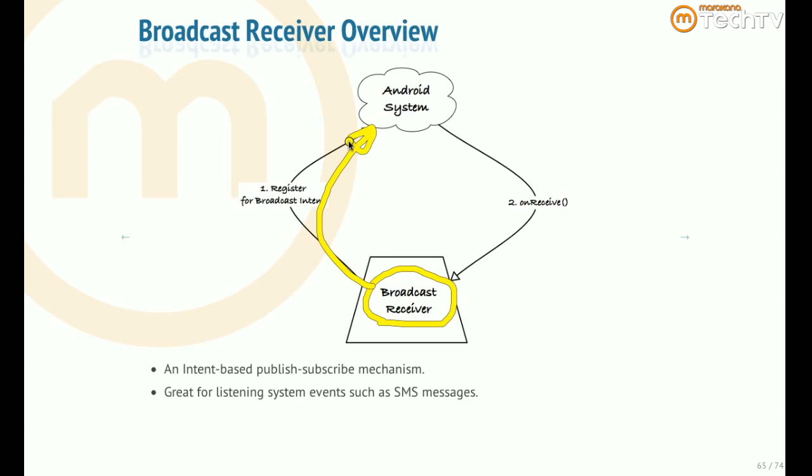Network is available. System finished booting. Those sorts of things, right? Or it could be our own broadcast, like you got a new tweet. Do something about that, right? So basically what the broadcast receiver does here is registers itself, and when that something happens, the system triggers it. It says, hey, that thing you cared about happened, run your code. So that's basically their implementation, their at least design.